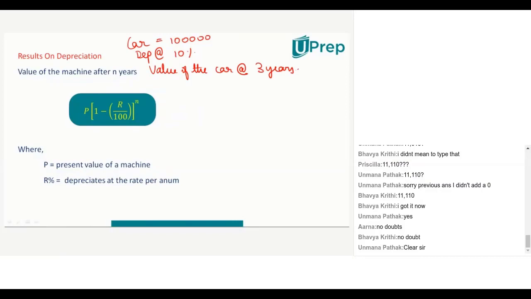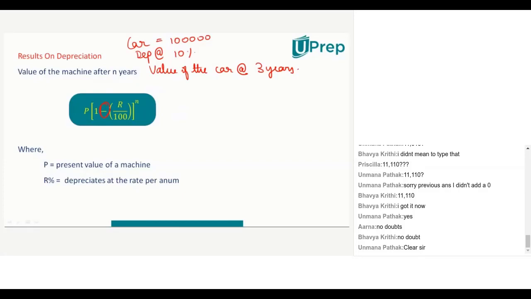Did any logic change with respect to the previous one? What is the only thing that changed? It reduced. Correct. In the formula, if you see, the plus became minus. Even when you do it the logical way, instead of increasing, you will decrease it.